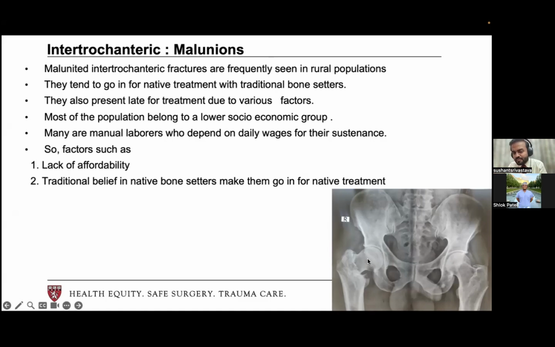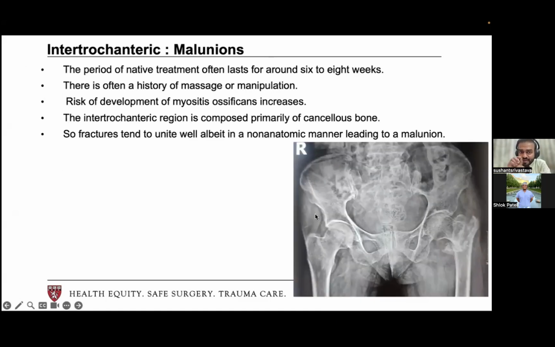Now, this is an example of a case which I see often in my OPD. You will have this patient walking in at 8 months with this sort of X-ray. So we all know this is a malunited intertrochanteric fracture. The period of native treatment goes from 6 weeks to 8 weeks. There is also a history of massage or manipulation. There is a risk of development of myositis ossificans, which again gives us a different set of challenges.